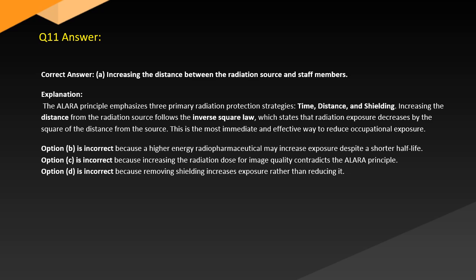Explanation. The ALARA principle emphasizes 3 primary radiation protection strategies: time, distance, and shielding. Increasing the distance from the radiation source follows the inverse square law, which states that radiation exposure decreases by the square of the distance from the source. This is the most immediate and effective way to reduce occupational exposure.